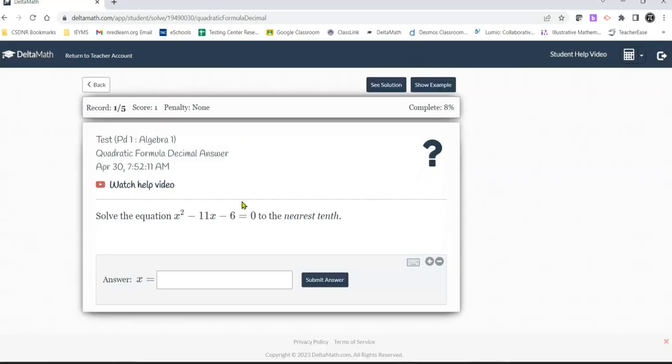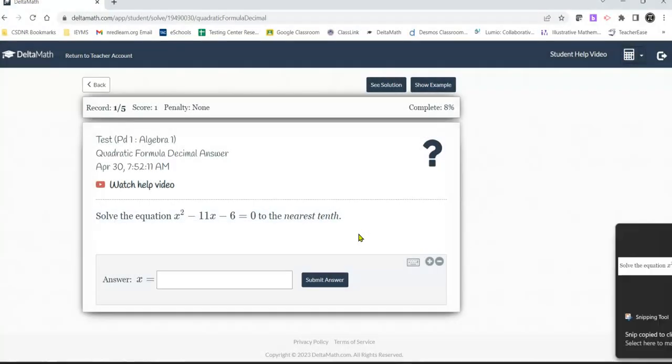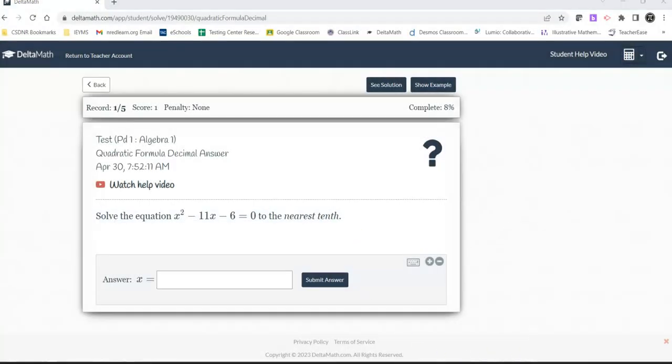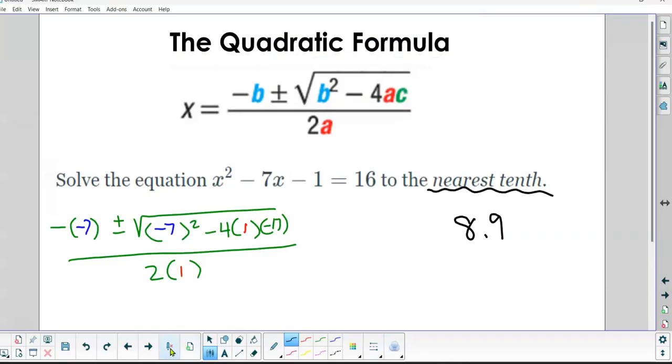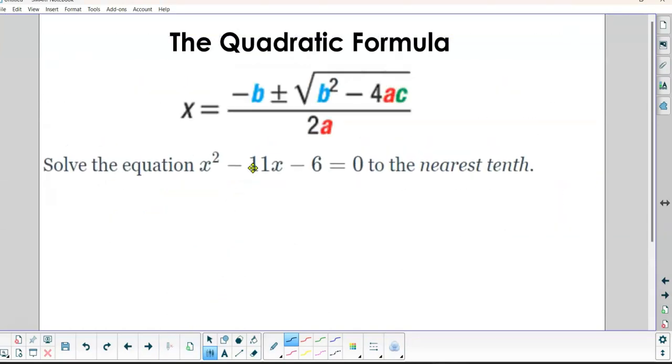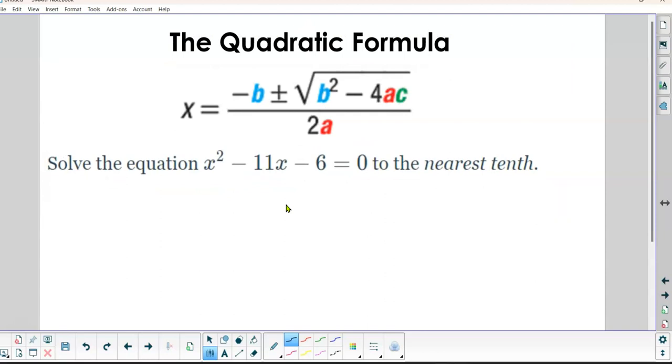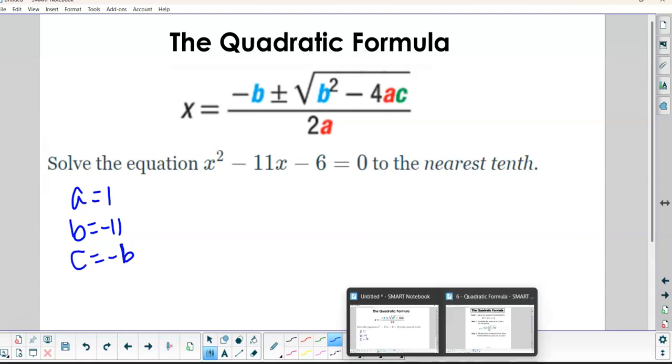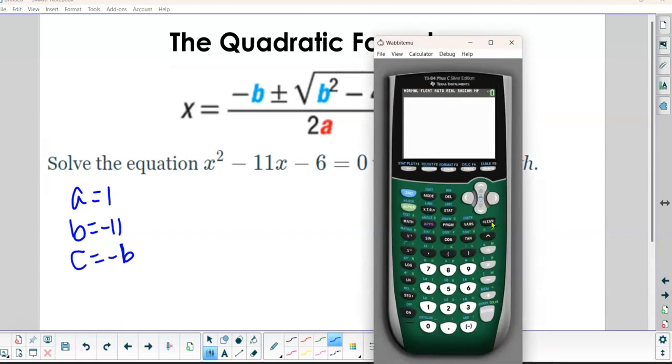All right, let's try it one more time. Take a screenshot here. Again, they're asking us to solve to the nearest tenth for this problem. So this one is already in standard form. So this is going to be fast. A is 1, B is -11, and C is -6. Whoops. C is -6. So take my calculator out.